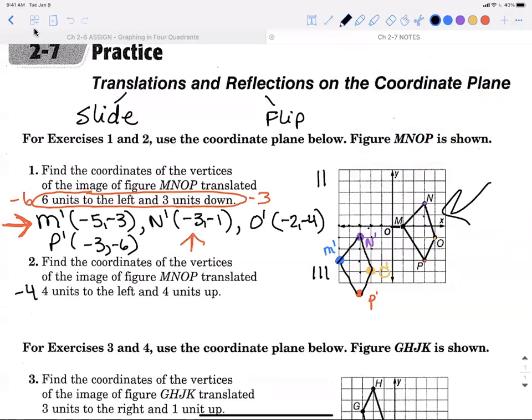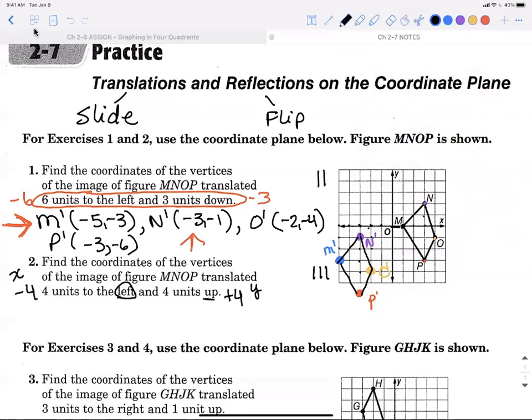Yes. +4. So my x's, right? Remember my units to the left, that's my x's. My x's are going to go -4. My units up, anything up and down is always going to affect your y. So the first thing I have to do is I'm going to come over here to the right and I'm going to identify all my original points.